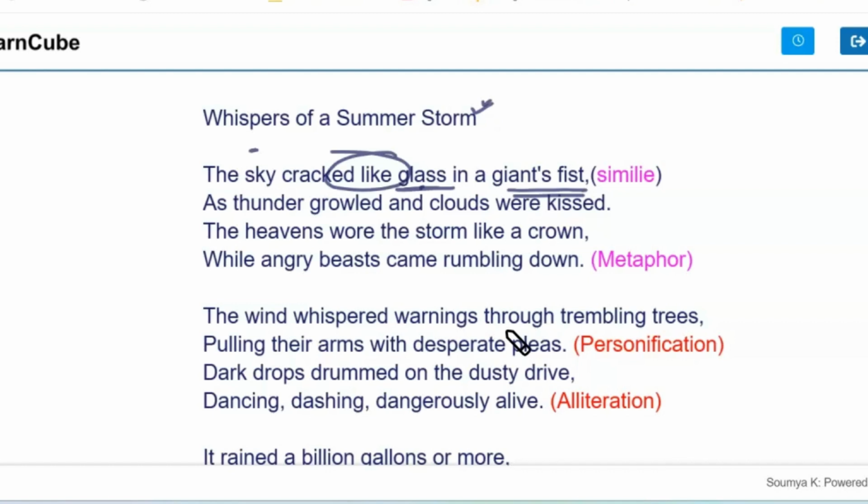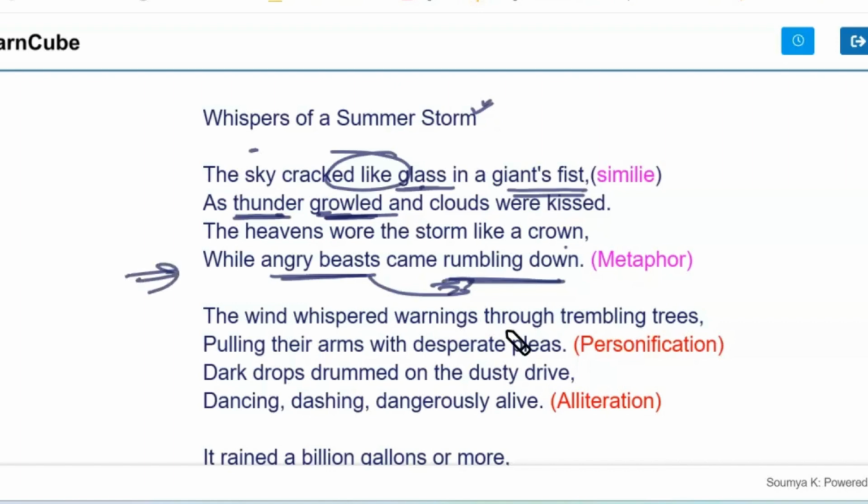Okay, next one is as thunder growled and clouds were kissed. So this character is given to thunder. We can say thunder has this quality of growled. So we can say it is a kind of personification. Next comes the heavens poured the storm like a crown, while angry beasts came rumbling down. So the beasts are being compared to a way to fight. Okay, so that uses a metaphor here.